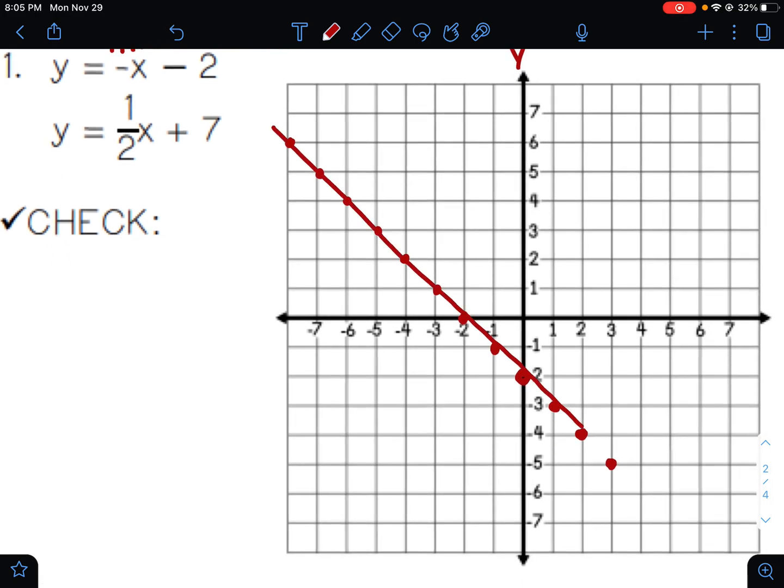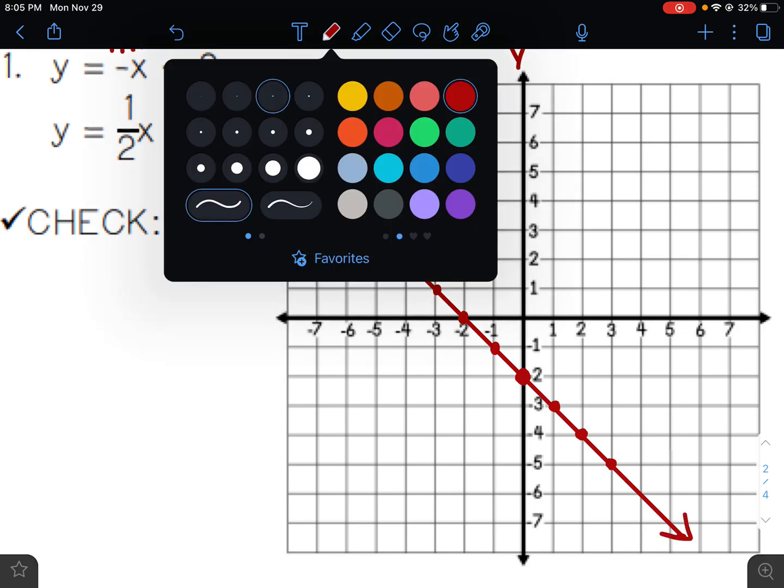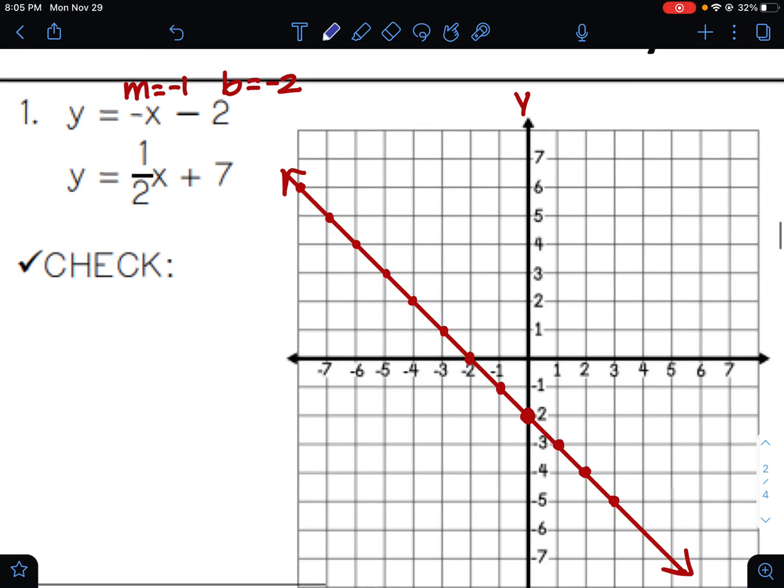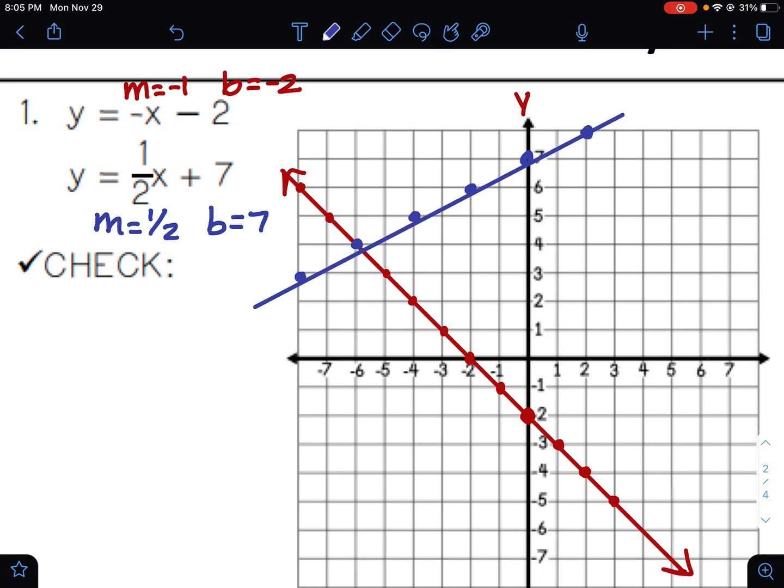Okay, once I feel like I have enough points, I'm going to connect my dots with a line. Then I'm going to graph the second one. My M is 1/2. My B is 7. So I'm starting at 7. I go up 1, right 2, and I run out of space. So I'm going to go down 1, left 2, down 1, left 2. Again, I'm going to keep continuing this pattern until my 2 lines intersect, so I can clearly see what my solution is.